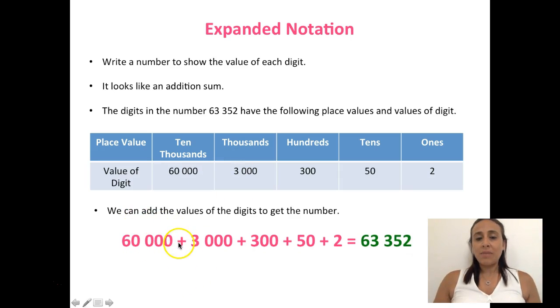So 60,000 plus 3,000 plus 300 plus 50 plus 2, all those numbers in the pink represent this number, 63,352, in expanded notation. When we add up these numbers, 60,000 plus 3,000 plus 300 plus 50 plus 2, we get a whole number again, back to what we started with, 63,352. So this is the whole number, this is the expanded number, and this in the green is the whole number.